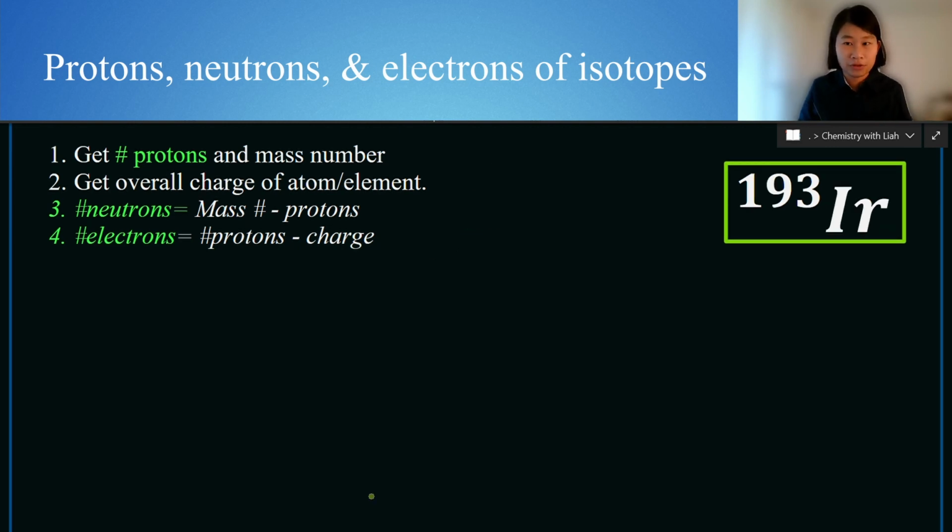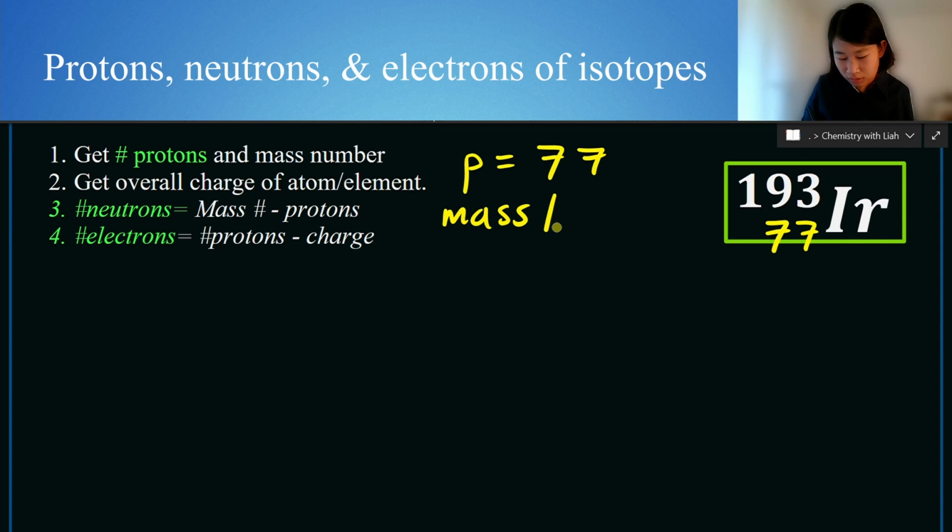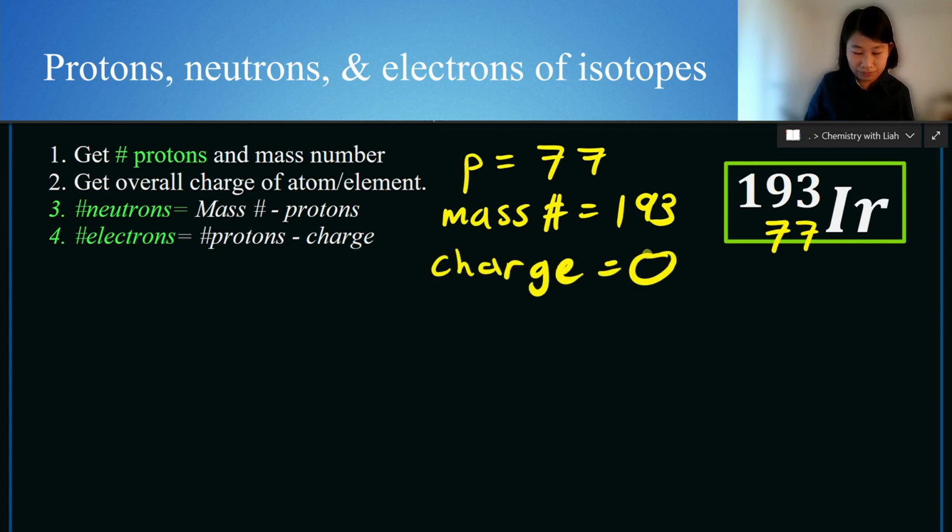Now let's do the same thing for this problem. See if you can find how many protons, neutrons, and electrons are in this isotope of iridium. The number of protons for iridium is 77. So its atomic number is equal to 77. Then we have the mass number, and that's going to be equal to 193. Next, iridium has a 0 charge. So we'll just say charge is equal to 0.